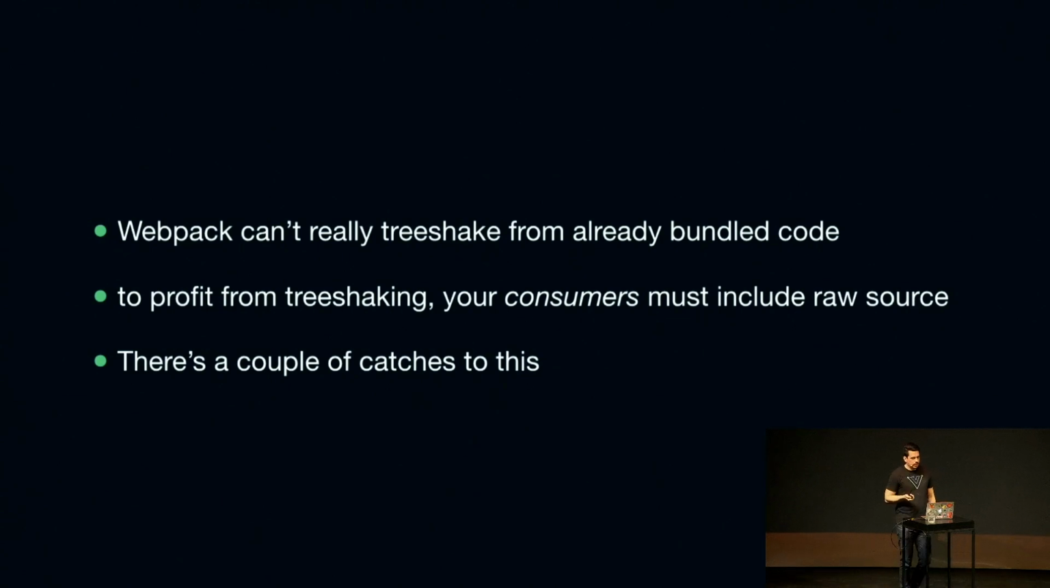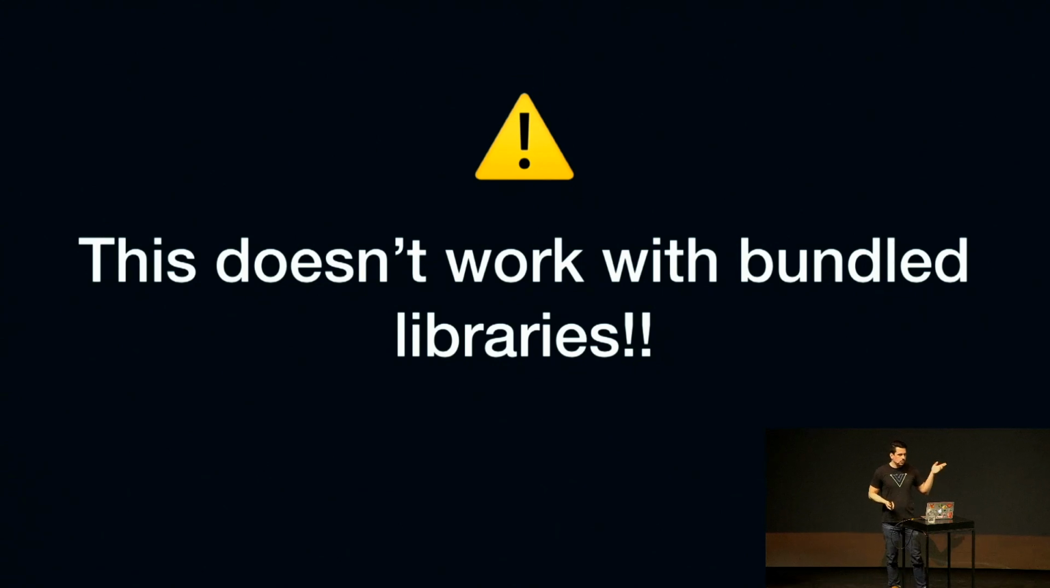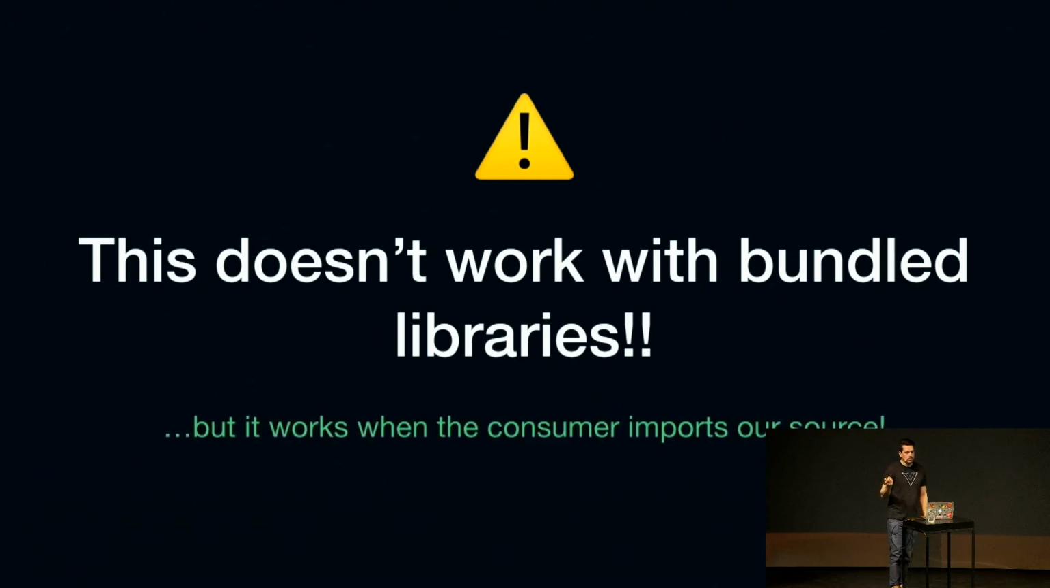So to profit from tree shaking, your consumers must include raw source, which means they are not consuming the stuff that we just bundled with Webpack. They're consuming the source folder of your library. And there's a couple of catches to this. And just to stress, it doesn't work with bundled libraries. I fell into this trap as well. I thought I could use the sideEffects flag in package.json, and then I would just magically tree shake my component, my CommonJS file. It doesn't work that way. It only works if your consumer imports your source.